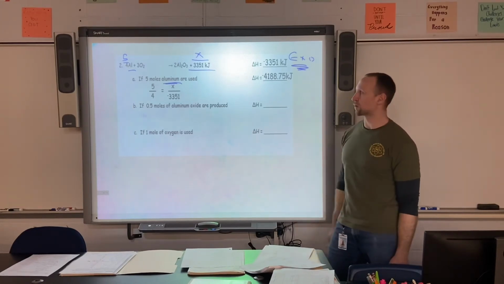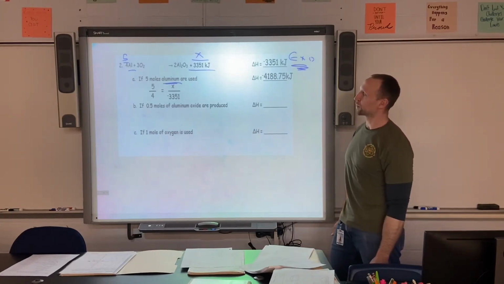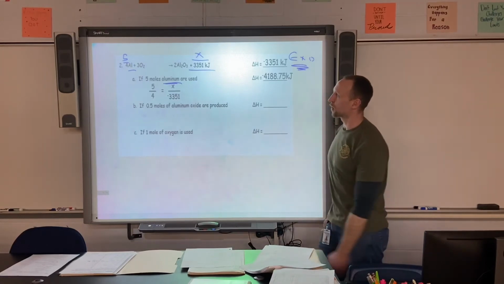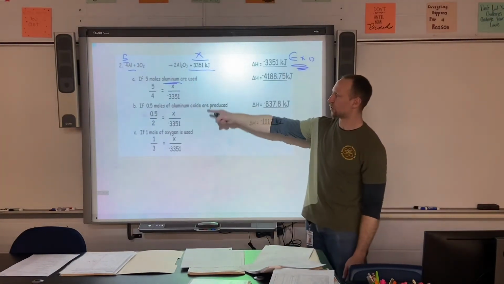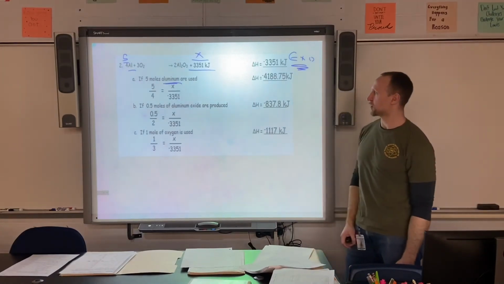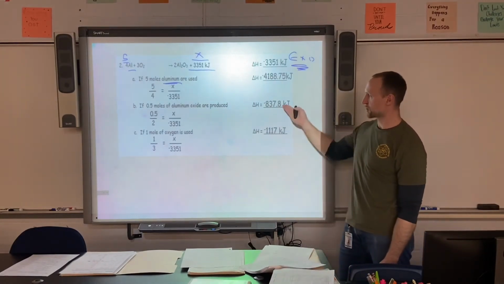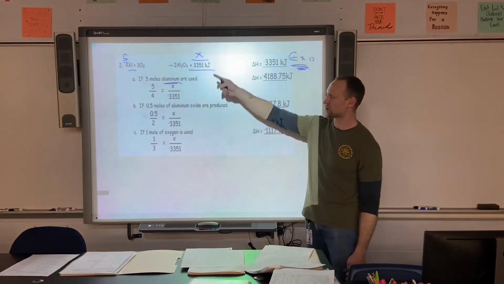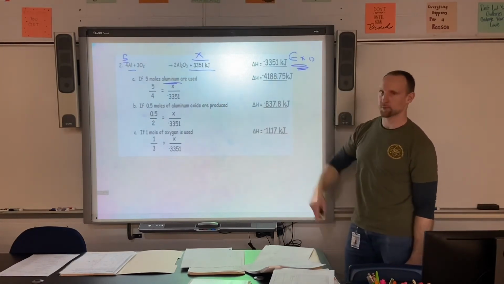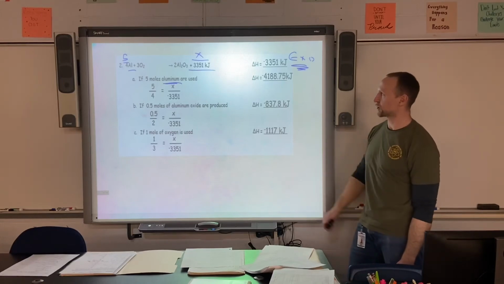All right, so let's go over these quick. For letter B on number 2, we're using half a mole of aluminum oxide. So it's 0.5 instead of 2. How much energy is going to be produced? So there you go. Same thing with number C. If we're using 1 mole of oxygen instead of 3, what's my delta H over my original?